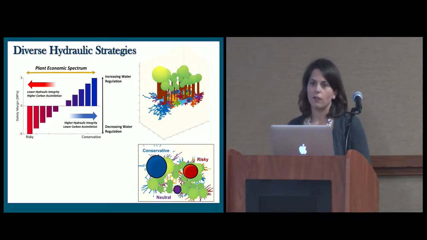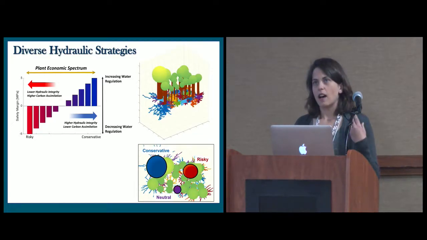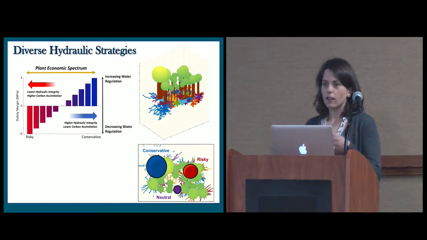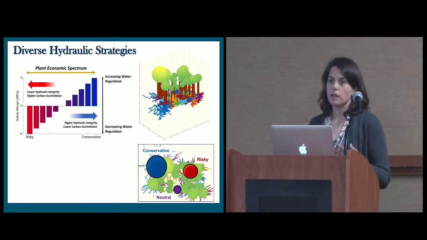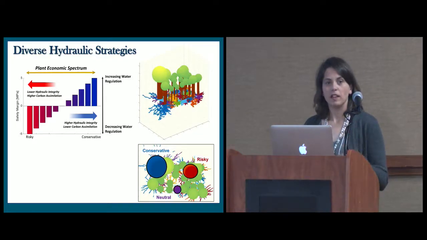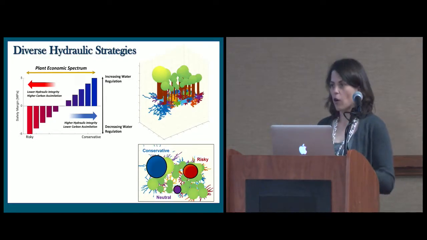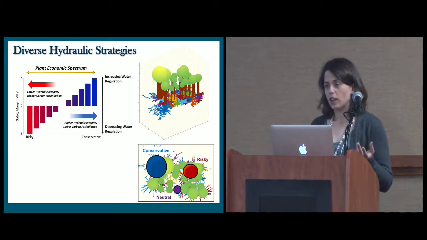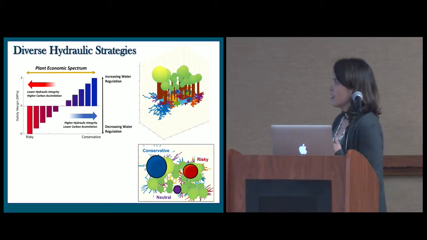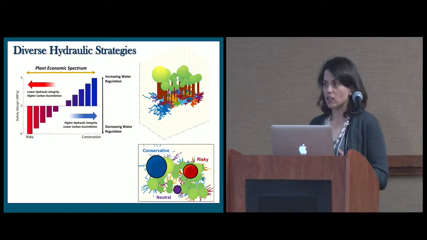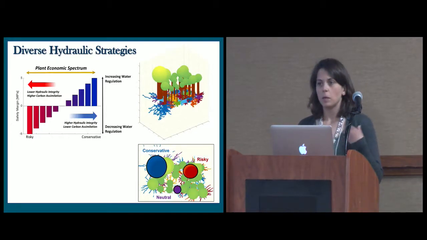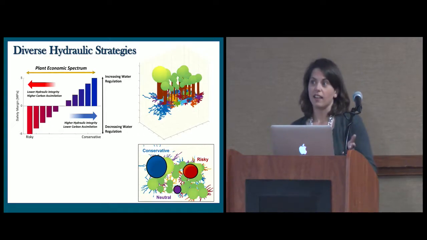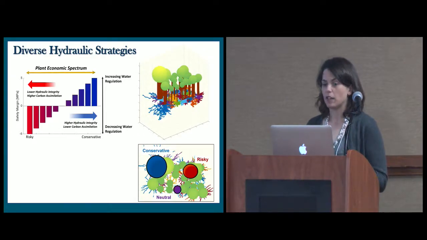An example of risky behavior would be they want to keep uptaking water as long as they can, even when the soil moisture is drying up, because when you uptake water, you can also assimilate carbon and photosynthesize and grow and make sugars and outcompete your neighbors. But the problem with that is if you keep trying to uptake water as the soil is getting too dry, you run the risk of embolizing your vessels and potentially dying from too much hydraulic damage.